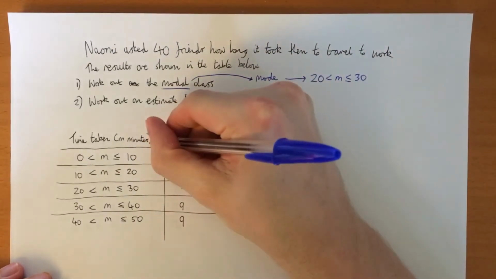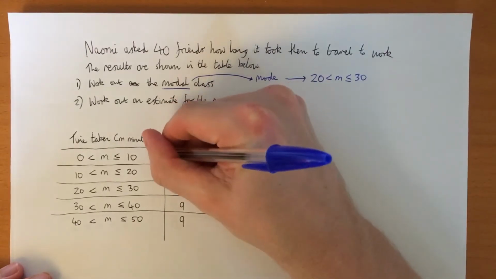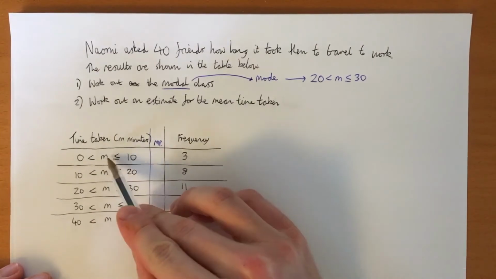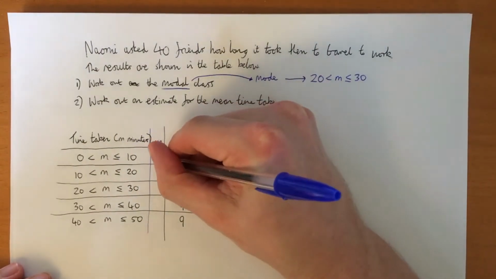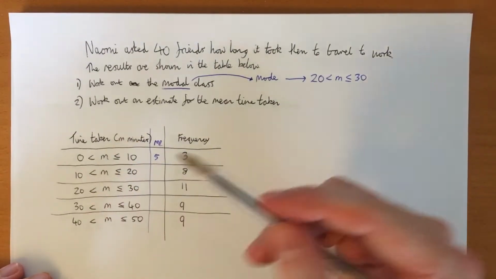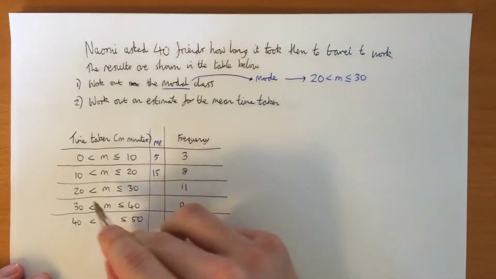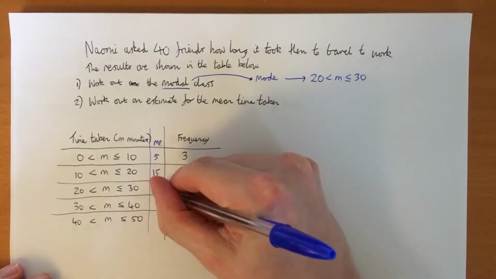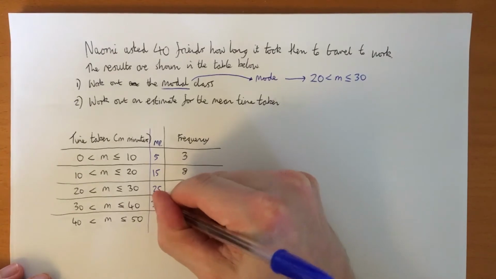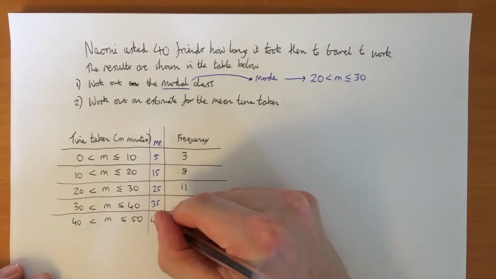So what we do is we go midpoint and we say, I want to find the middle value. So 0 and 10, the middle value is going to be 5. So that 5 minutes we're going to look at for that. 10 to 20, the middle value is 15. 20 to 30, the middle value is 25. 30 to 40, the middle value is 35. And 40 to 50, the middle value is 45.